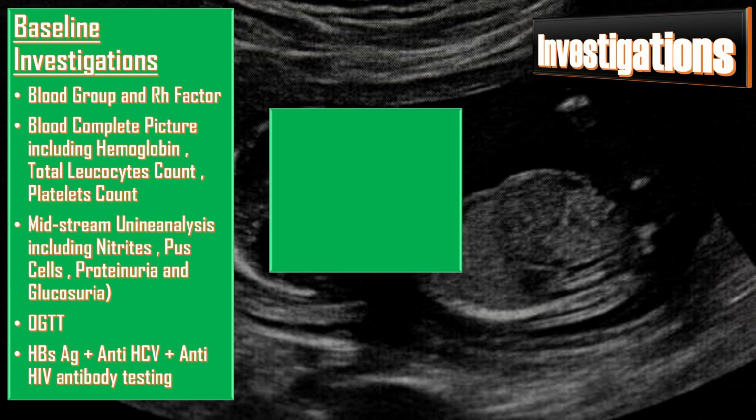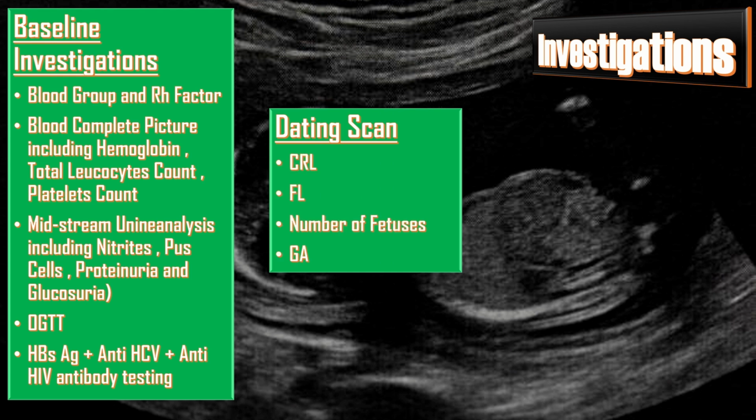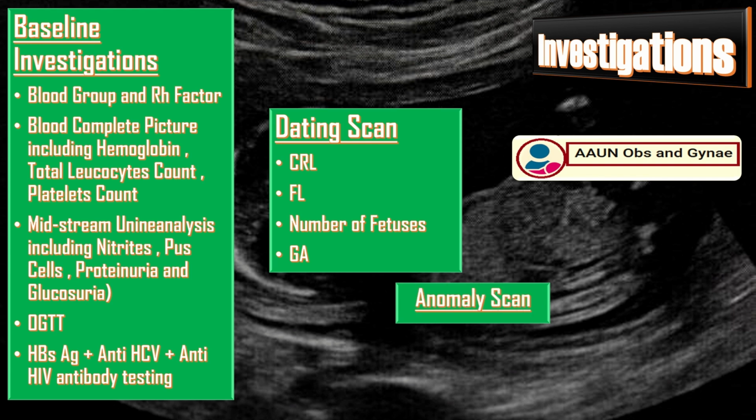Then ask about the dating scan and what was its CRL, femur length, number of the fetuses and gestational age. Anomaly scan, complete report and the karyotyping.